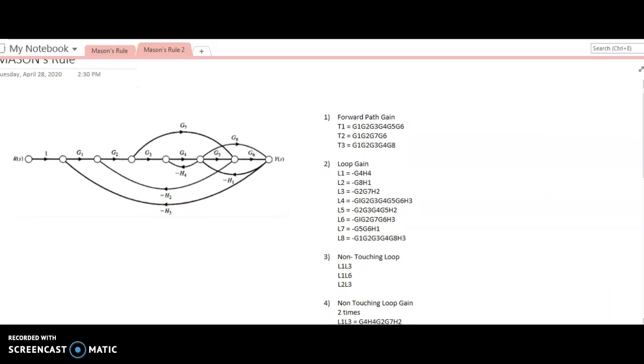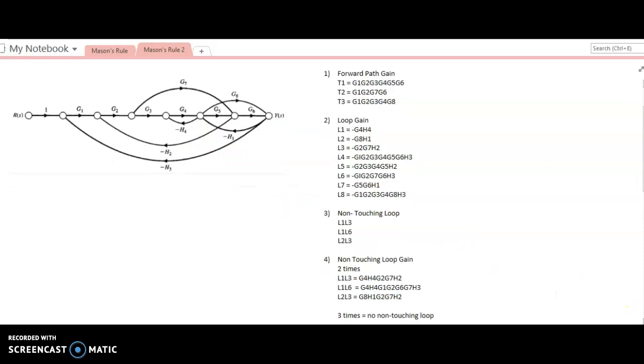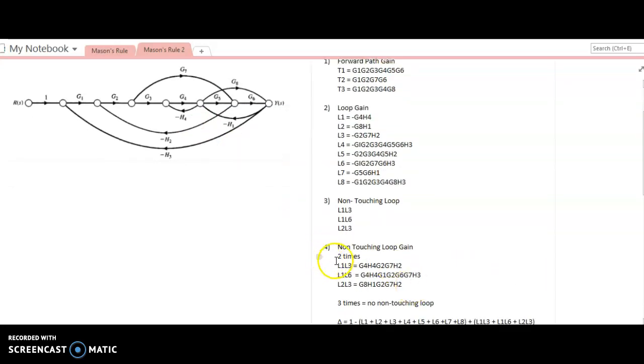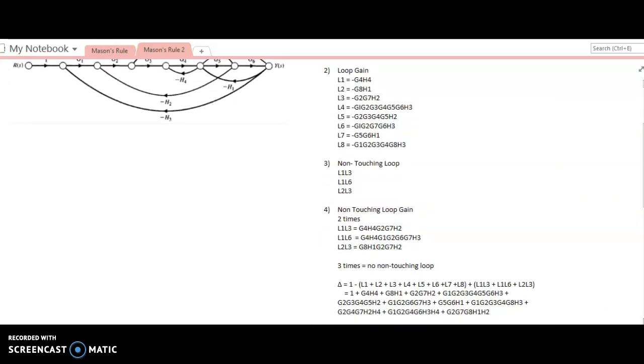Tengok kat situ apa loop yang tak touch. Saya jumpa kat sini ada L1, L3, L1, L6, and then L2, L3. So awak just tengok balik dekat sini. And then saya just dapati hanya ada non-touching loop gain taken at 2 times. So just list down dia punya sistem lah kan. And no non-touching loop for 3 times. So dah dapat this one semua, awak masukkan dalam delta.